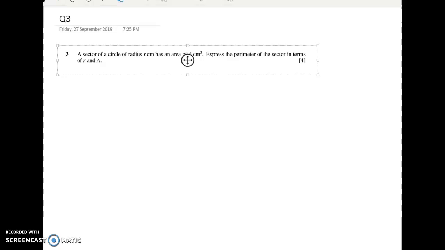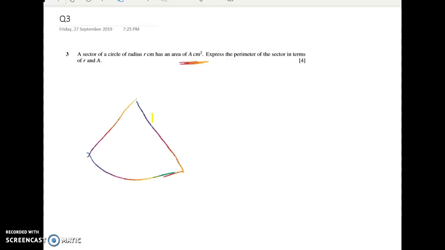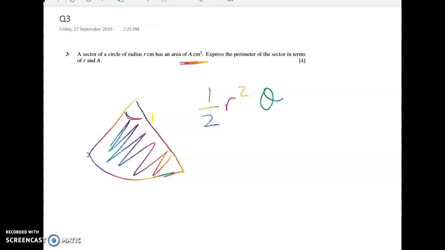Okay, so here's question 3. Grab your formula sheet if you need it. Hopefully this close to the exam, you don't need it. We've got a sector of a circle of radius r centimetres that has an area of A. So here's my sector, and we know that the formula for the area of a sector is 1/2 r squared theta. Theta's this angle here. We have to work out the perimeter of the sector in terms of r and A.